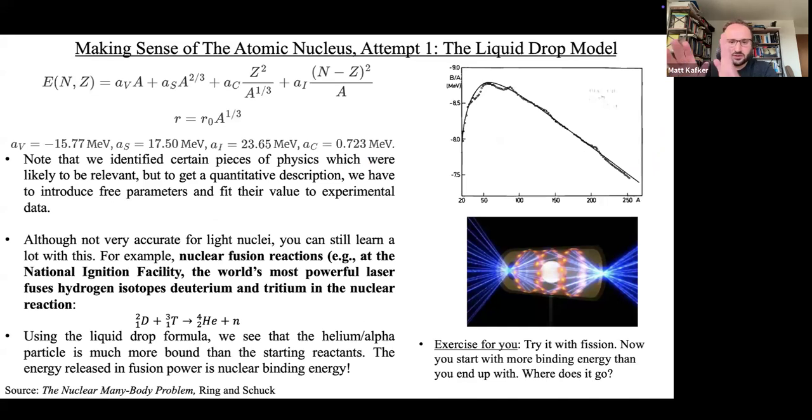Now, the procedure here was we said we expect there to be several contributions. Let's just put them in a simple way, add some parameters, fit them to experiment and see how well we do. This is moderately accurate. It doesn't do so well for light nuclei, but you can still learn a lot. One example that's relevant in modern day, this is an artist's impression of what's going on inside the fusion chamber at the National Ignition Facility. If you want to think about the problem of nuclear fusion, they have a bunch of hydrogen that sits inside this little pellet.